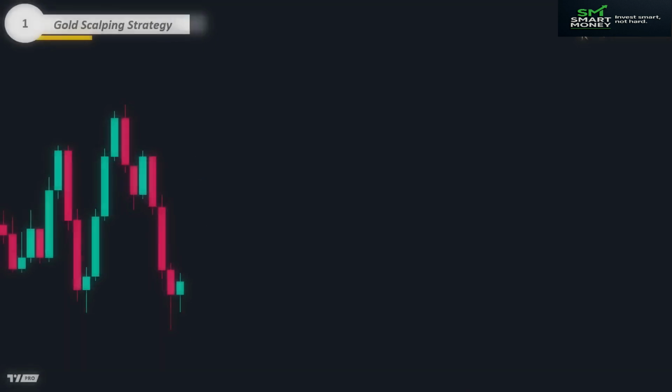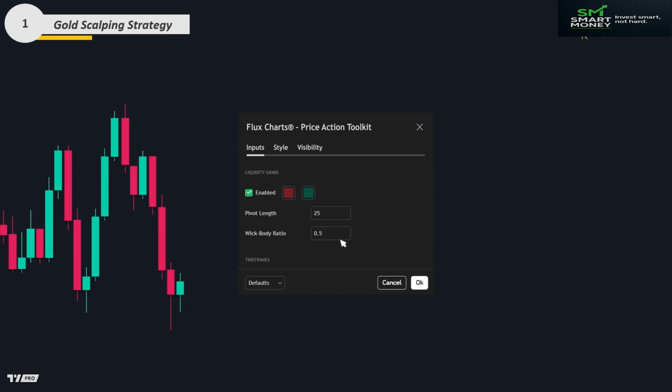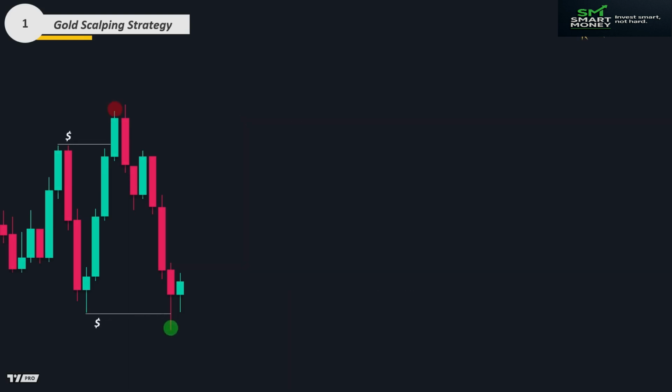Now, in this bullish example on the higher time frame, the very first thing you want to identify is a bullish liquidity sweep or liquidity grab. In simple terms, you're looking for price to take out a key level, reverse immediately, and then confirm that reversal with a break of structure. To set this up, after applying the Price Action Toolkit, go to the Settings tab and enable the Liquidity Grab option. Once that's activated, bullish liquidity grabs will appear on the chart as small green circles, while bearish liquidity grabs will appear as red circles.